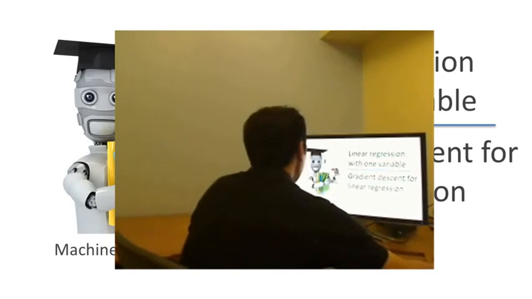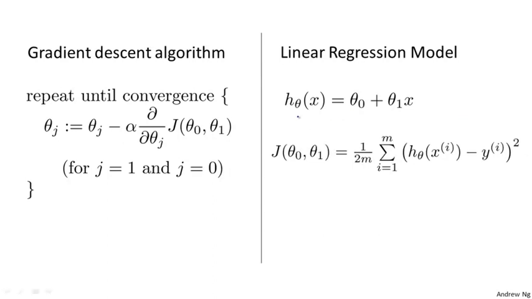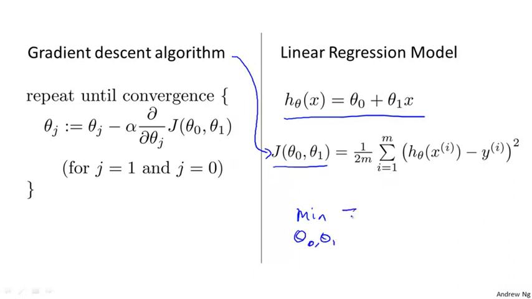So this was what we worked out in the previous videos. There's our gradient descent algorithm, which should be familiar. And here's the linear regression model with our linear hypothesis and our squared error cost function. What we're going to do is apply gradient descent to minimize our squared error cost function.